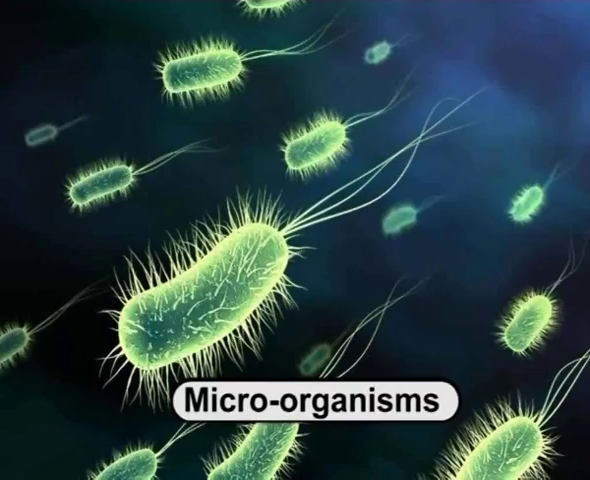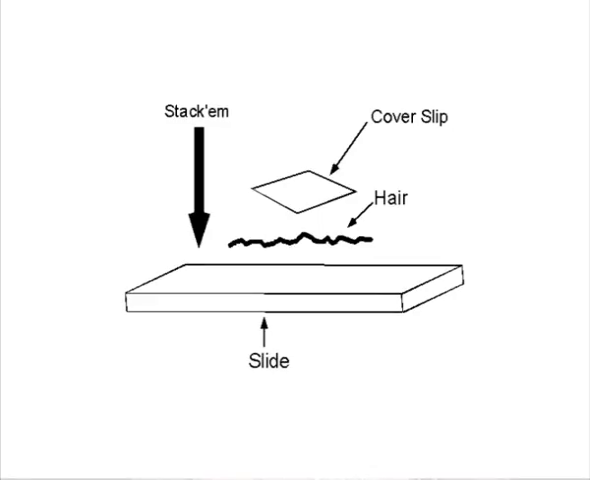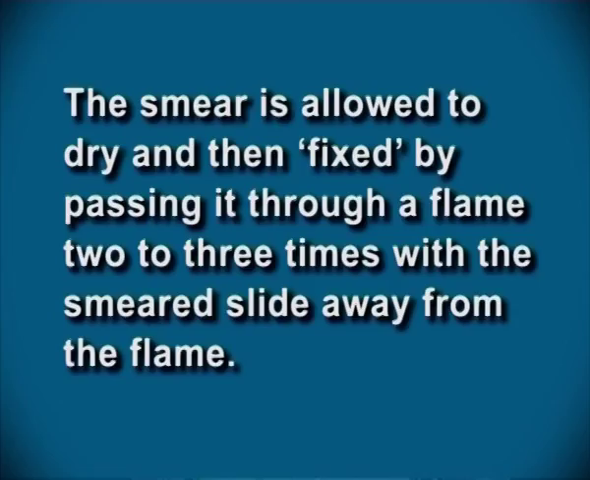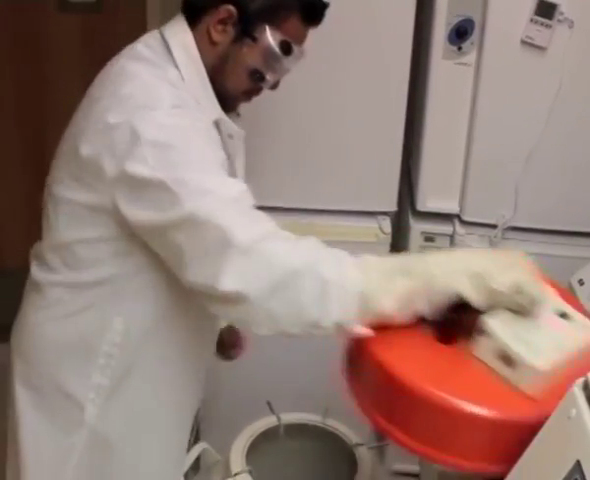Let us learn about the dry mounts. Microorganisms, particularly bacteria, being too small, need permanent preparations, which are made by drying and fixing them on a clean slide without staining. For preparing a dry mount, a drop of distilled water with a small amount of culture is spread as a thin smear on a clean slide. The smear is allowed to dry and then fixed by passing it through a flame 2 to 3 times with the smeared slide away from the flame. If desired, this dried and fixed culture may be stained and dried again for observation under the microscope.